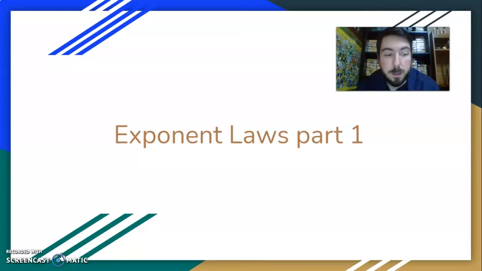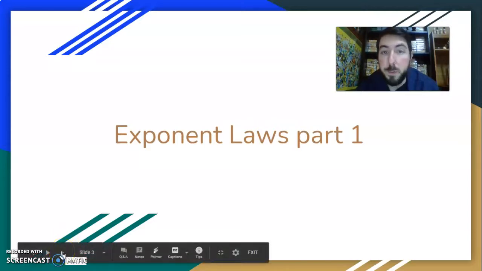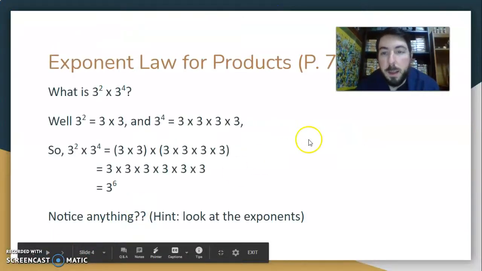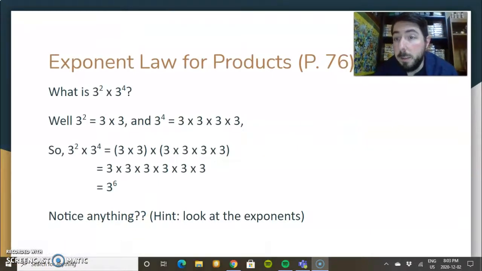So like I said, this is going to be about exponent laws. If you're following along in your note package, this is on page 76, and it's section 2.4. So I just started off by asking the question, what is 3 to the power of 2 times 3 to the power of 4?